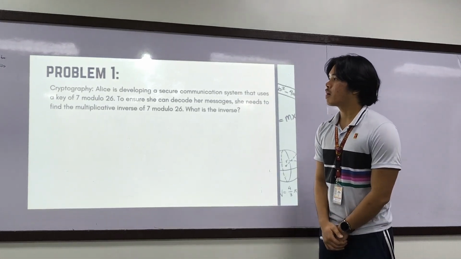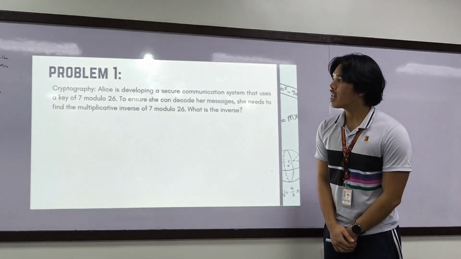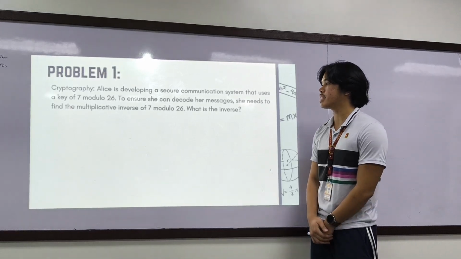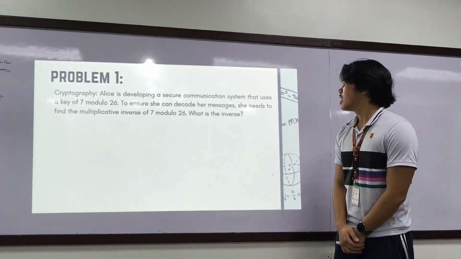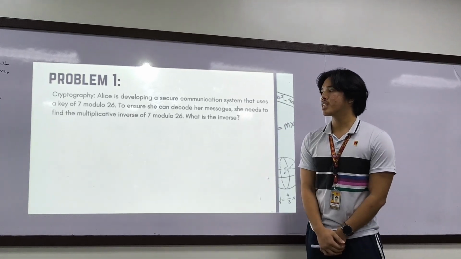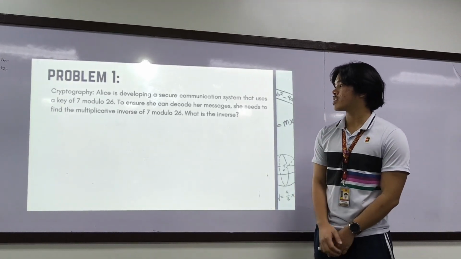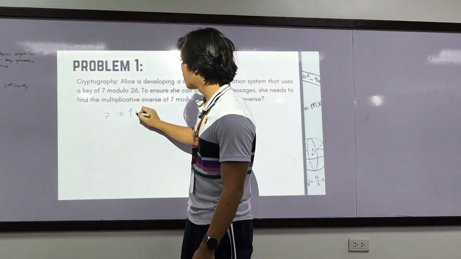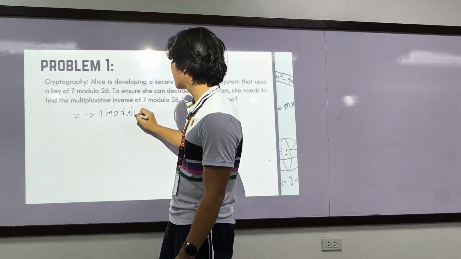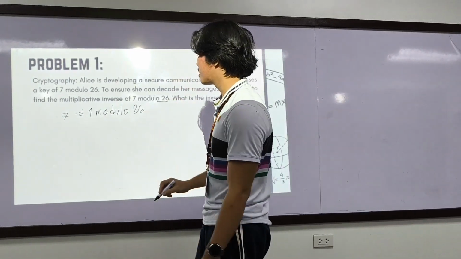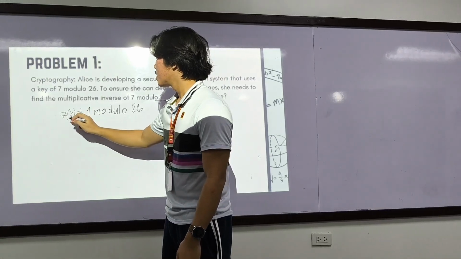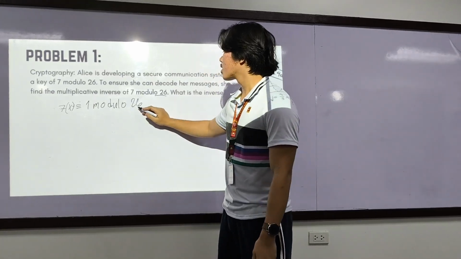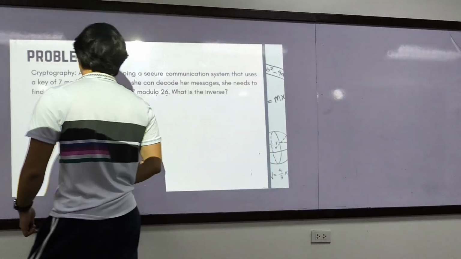So we have here a problem in cryptography. Alice is developing a secure communication system that uses a key of 7 modulo 26. To ensure she can decode her messages, she needs to find the multiplicative inverse of 7 modulo 26. So what is the inverse? We have here 7x congruent to 1 modulo 26, so we're finding here the x. In order to find x, the value of x should be less than 26. So let's input this.